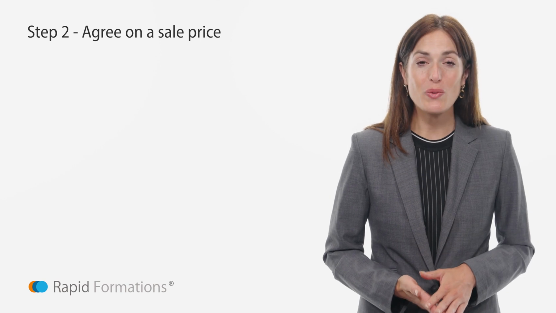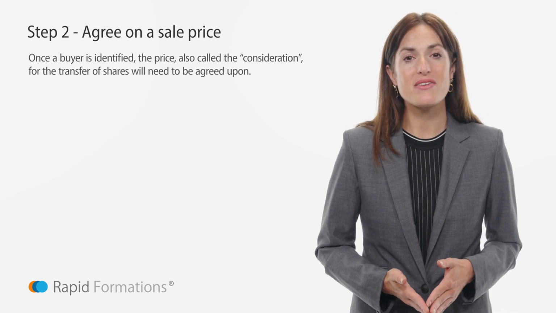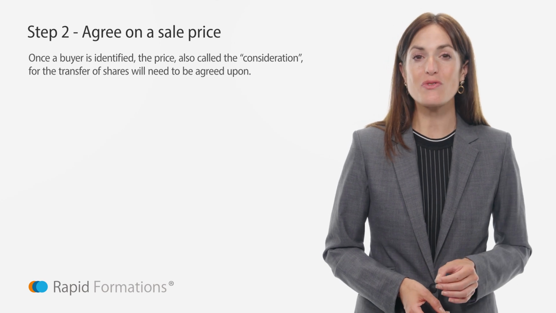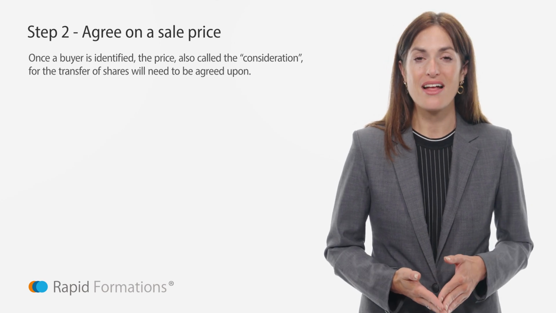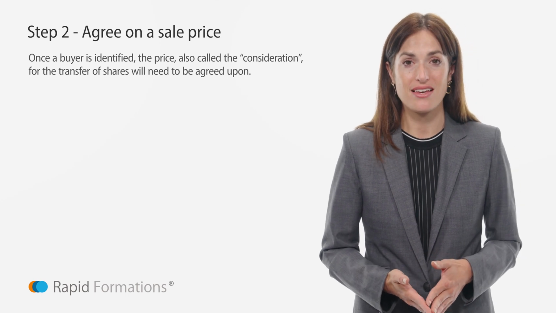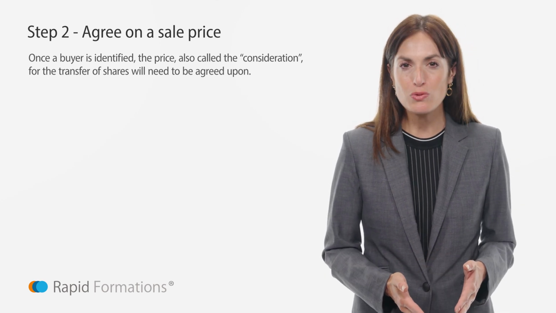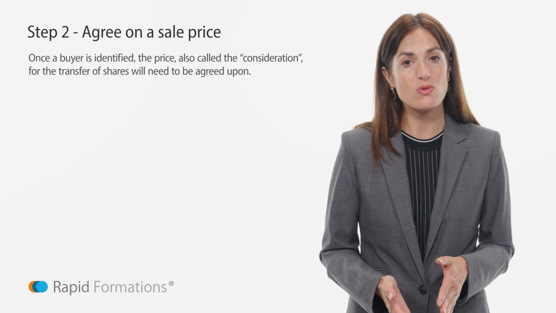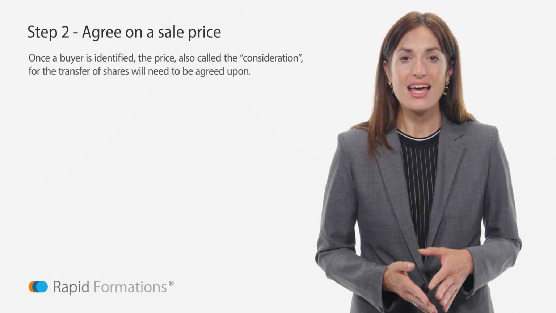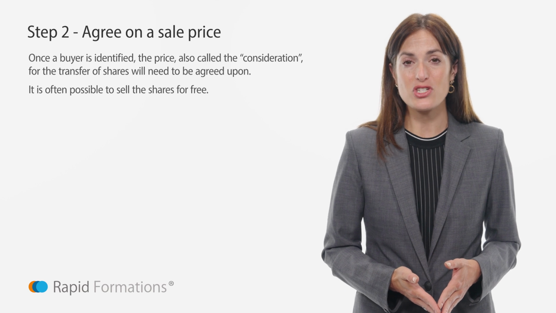Step 2 is to agree on a sale price. Once a buyer is identified, the price, also called the consideration for the transfer of shares, will need to be agreed upon. That is, the amount the buyer will pay the seller in exchange for the shares. In general terms, there aren't many rules surrounding how much shares can be sold for. It is primarily for the buyer and seller to come to an agreement. Indeed, it is often possible to sell the shares for free.